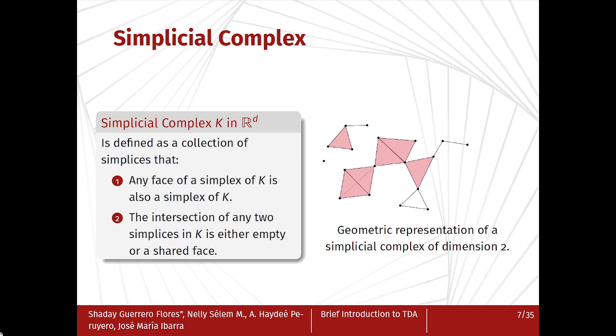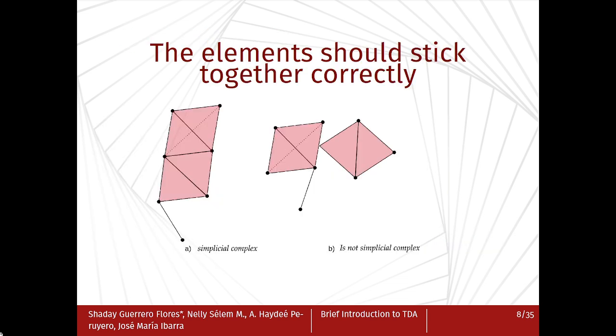In this figure is a geometric representation of a simplicial complex of dimension 2, and the other thing we need is that the elements stick together correctly. In the first figure, we have a simplicial complex. The second is not a simplicial complex because the intersection there is an object that is not an element of the simplicial complex.